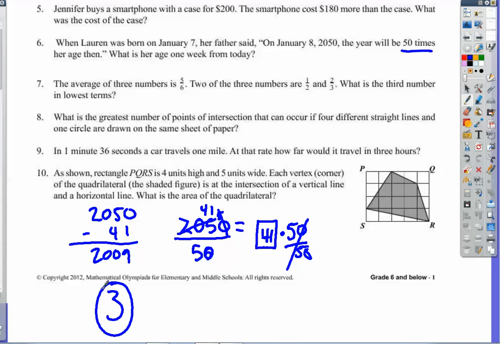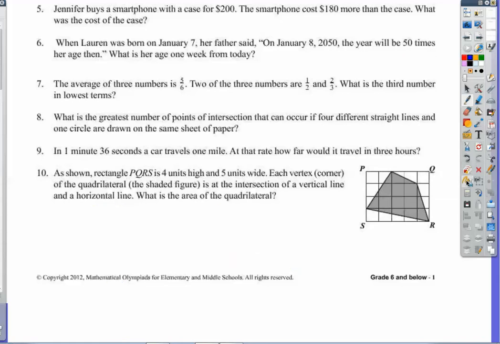All right. Number 7. The average of 3 numbers is 5/6. 2 of the 3 numbers are 1/2 and 2/3. What is the third number in lowest terms? So in lowest terms, a little vocabulary lesson, lowest terms means that our answer is going to be a fraction, and we need to get that fraction simplified as far as it will go.